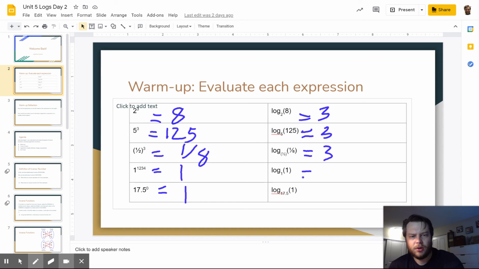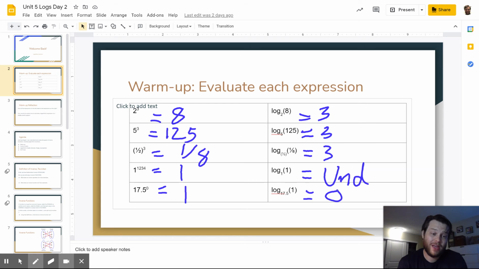Log base 1 of 1 is actually undefined. Why? I don't know what power it was. It could have been 1, 2, 3, 4. It could have been 57. It could have been negative 300. Because 1 raised to any power is equal to 1, I can't define an answer for the logarithm. I can, however, when it's log base 17.5 of 1. That's 0. Regardless of the base, if you're doing the log of 1, you'll get 0.